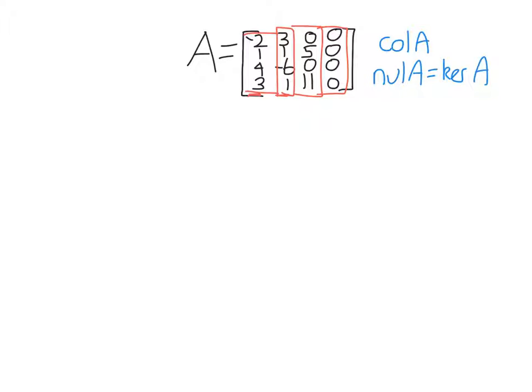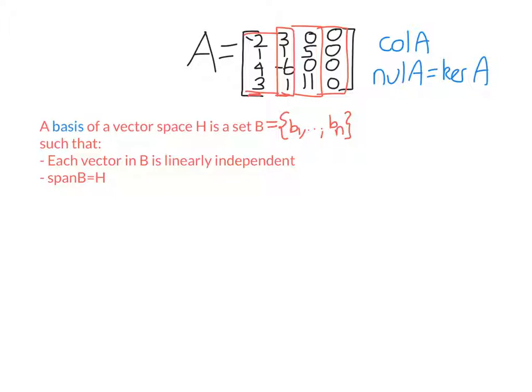So because A is a 4 by 4 matrix, here in this example, the column space of A and the kernel or null space of A are both subspaces of R4. We digress for a moment to re-examine what a basis is.